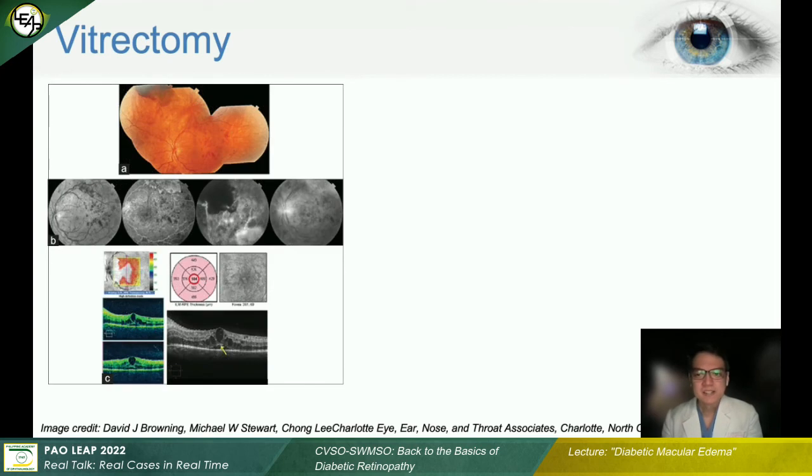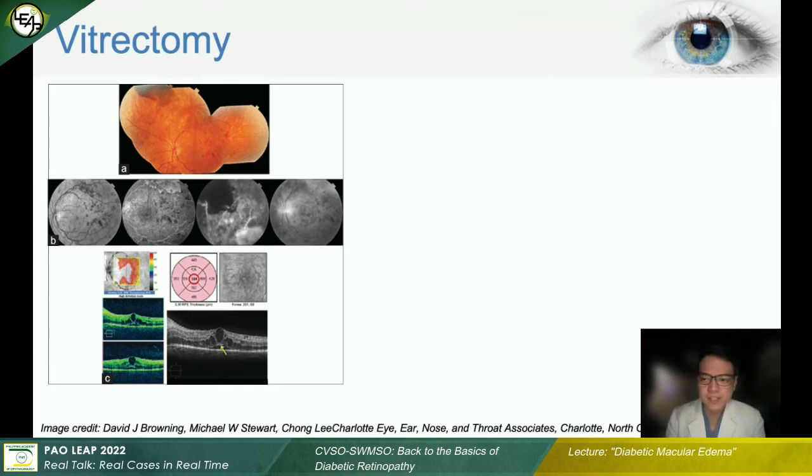Here are images. To the left is a 21-year-old woman with type 1 diabetes with PDR and center-involving diabetic macular edema. Her best corrected visual acuity was 20/40 at the time. Because of documented poor adherence to scheduled clinic visits, vitrectomy rather than serial anti-VEGF injections was chosen.